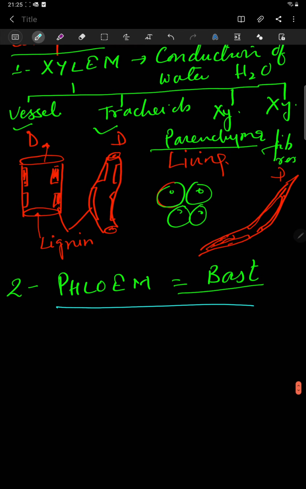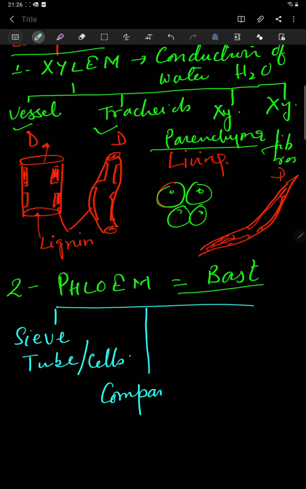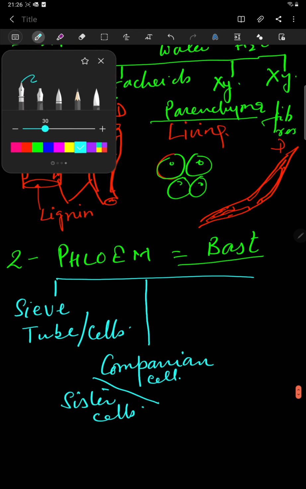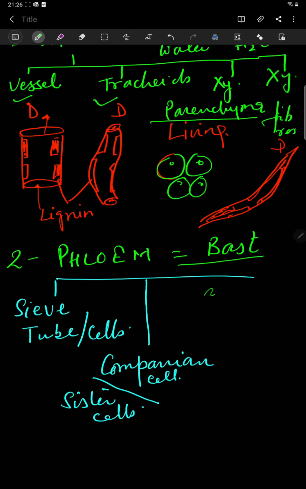The first one is termed as sieve tube. Somewhere it is written as sieve cells. Number 1, sieve tube. Second one, companion cell. It is also termed as sister cells, best friend of sieve tube. Second is completed. The third one, in short, is phloem parenchyma.